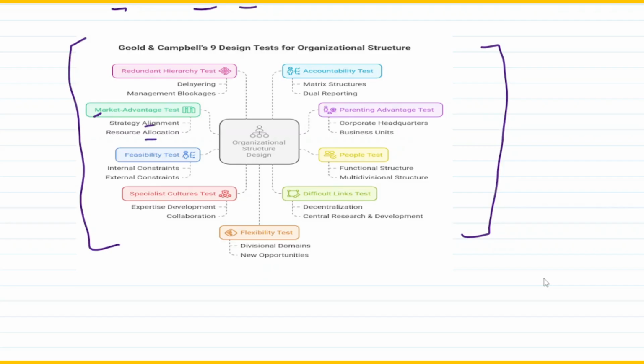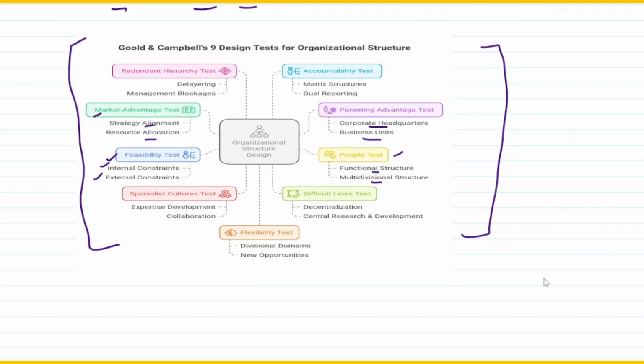Then you say PPF, right? What is PPF? First P is parenting advantage test. So that concentrates on what? Corporate headquarters is there and they basically give the standard procedures to the business units or they monitor the business units. Then there is PP, second P is people test. It is basically a functional structure and a multidivisional structure. Then it is basically F. This F is all about what? It is about the feasibility test, because the first 3 talk about the key objectives, the 4th one talks about the what? Constraints. So feasibility talks about the constraint. So there can be internal constraints. If you remember, we spoke about IT, and the external constraints, that is law.